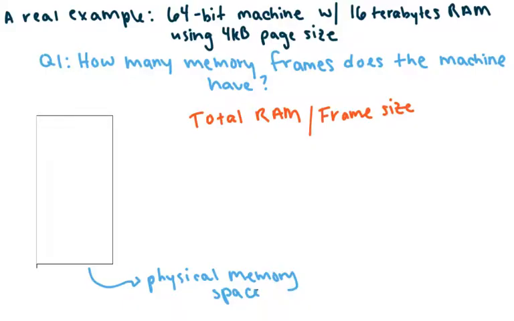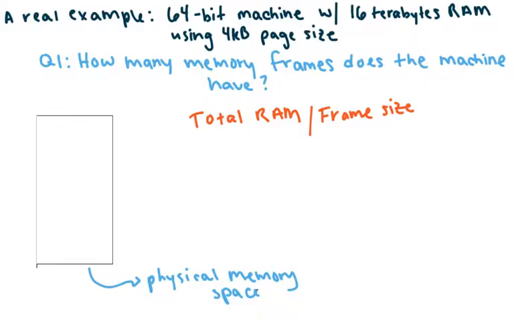All right, so imagine we have a 64-bit machine. So all of our addresses are going to be 64 bits. And we have 16 terabytes of RAM in that machine, and we're using a 4 kilobyte page size. So I can ask you several questions about this. I'll ask you a few. So the first question is, how many memory frames does this machine have?